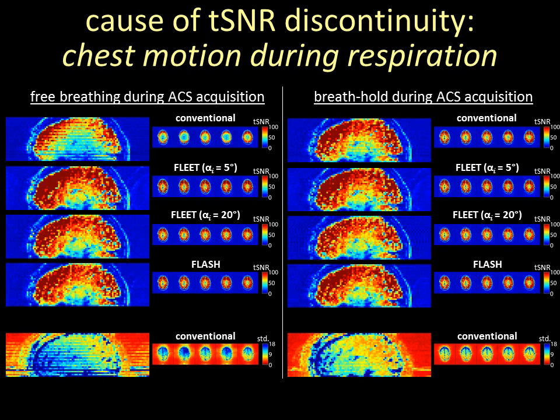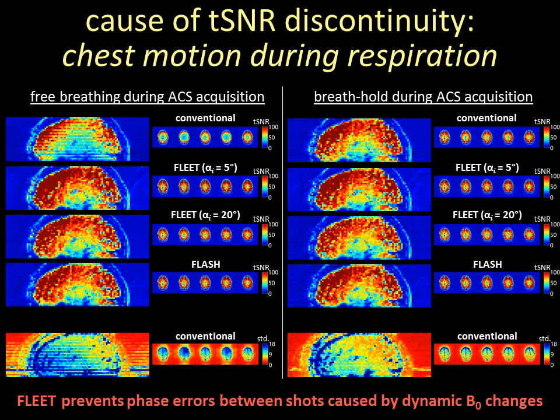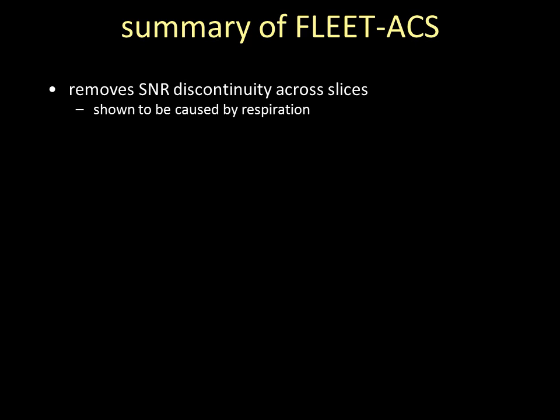And just to demonstrate again that this is related to temporal stability, we see here that the discontinuous temporal standard deviation seen across slices when using conventional multishot EPI ACS can be removed by a breath hold. So this again tells us that FLEET helps to prevent phase errors between shots that are caused by dynamic B0 changes. So to summarize the benefits of FLEET ACS, we've seen that it removes the SNR discontinuity across slices, which was shown to be caused by respiration.